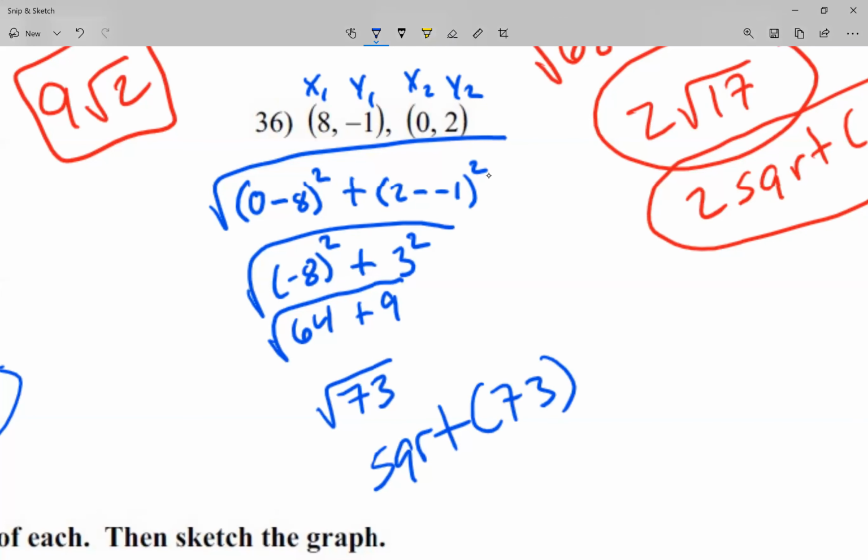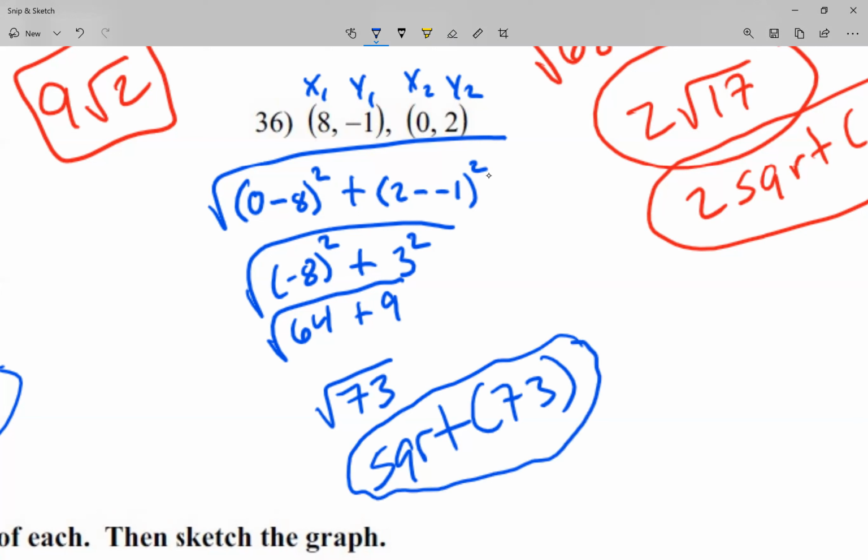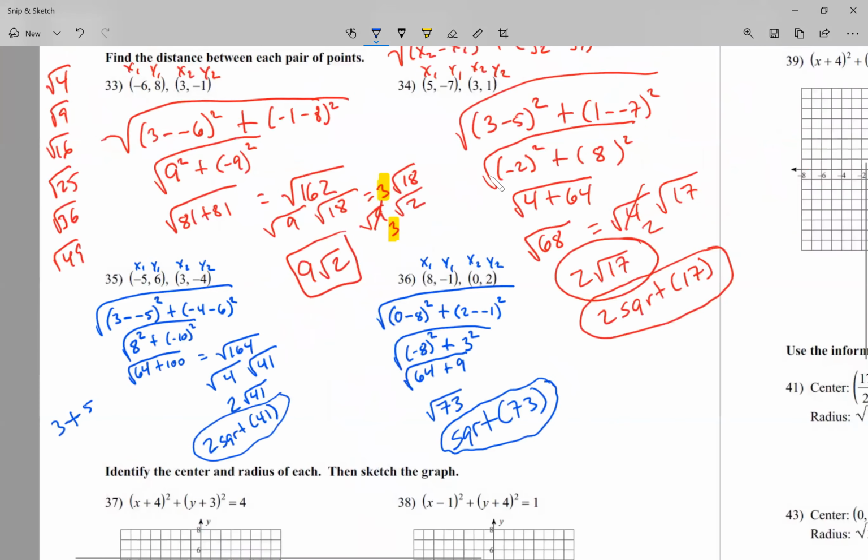Do me a favor, don't capitalize the first S. I know I said before, when we write words, but technically this is part of a number. Square root is part of a number. So don't simplify the S. So that's how we do distance.